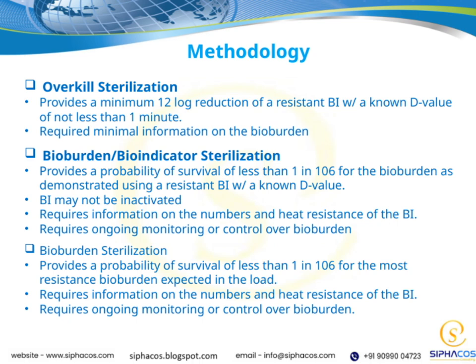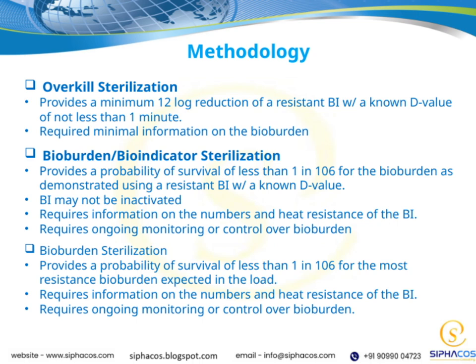Finally, when we consider bioburden or bioindicator sterilization, we're aiming for a probability of survival of less than 1 in a million, just like with bioburden sterilization. But here, we're demonstrating this reduction using a resistant BI with a known D-value.